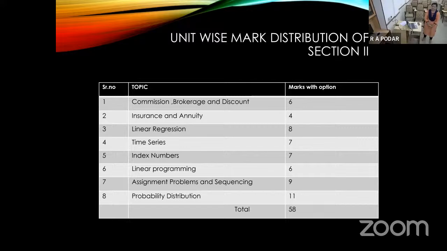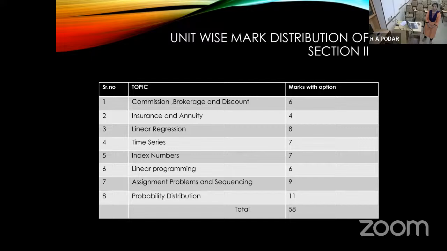Why? I'll tell you. If you observe the topics, commission, brokerage, discount, and our question paper format, we have the first question as an MCQ. So if we omit any one topic, it is not affordable, because the MCQ, the objective questions, can be asked from any topic.